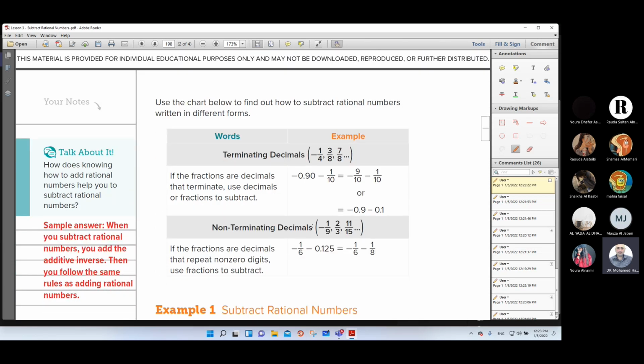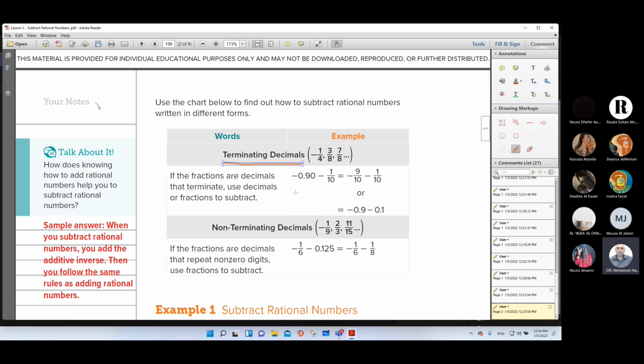Here we have two cases. When you have terminating decimals, like negative 1 over 4, which is 0.25, like 3 over 8, like 7 over 8, etc.